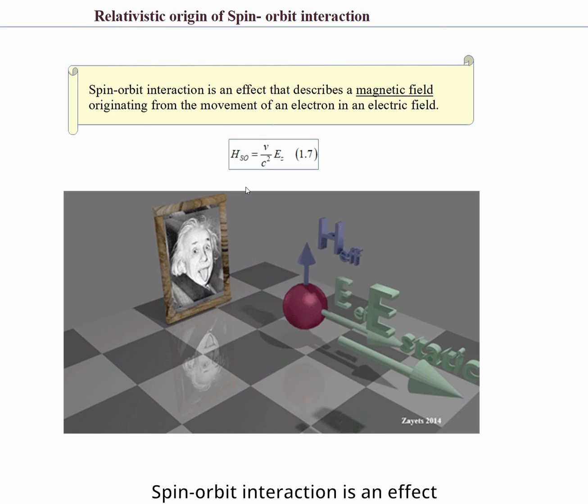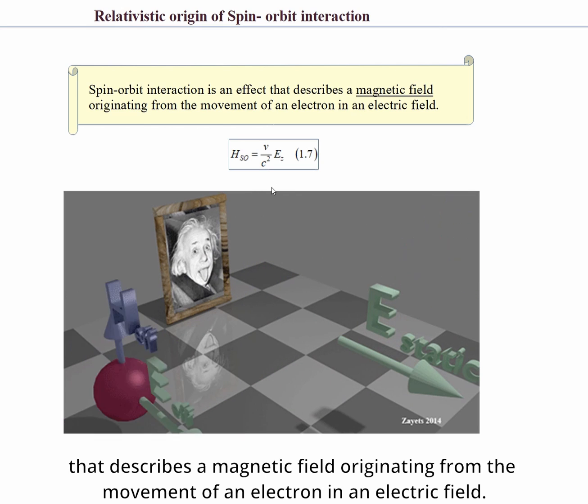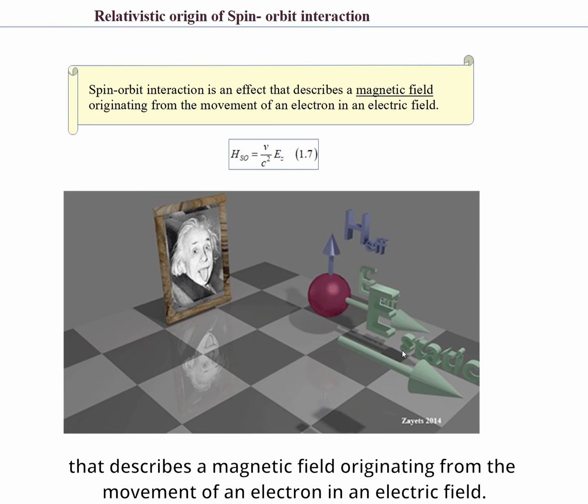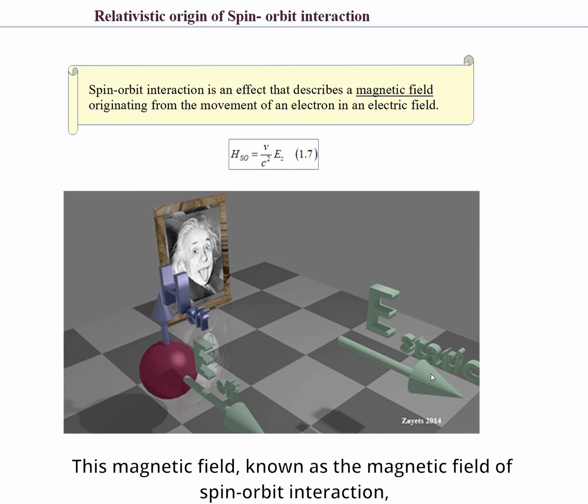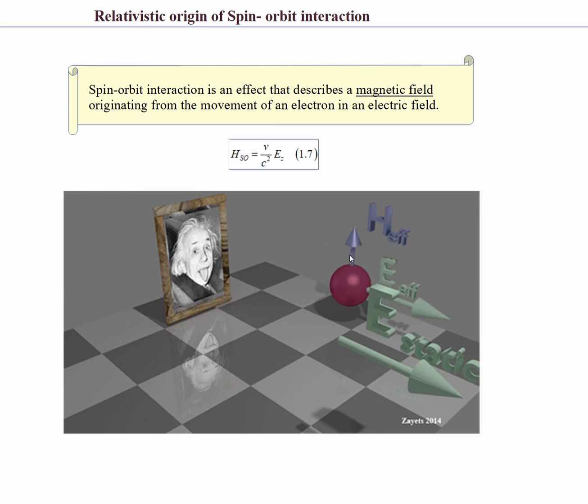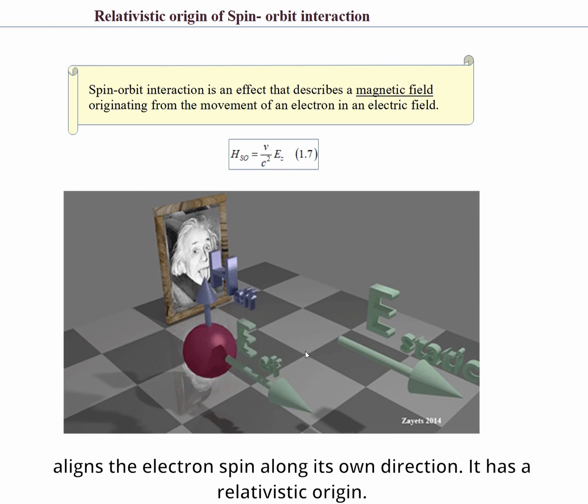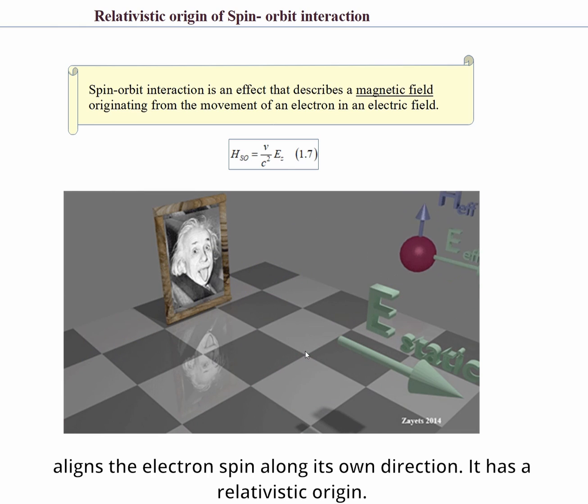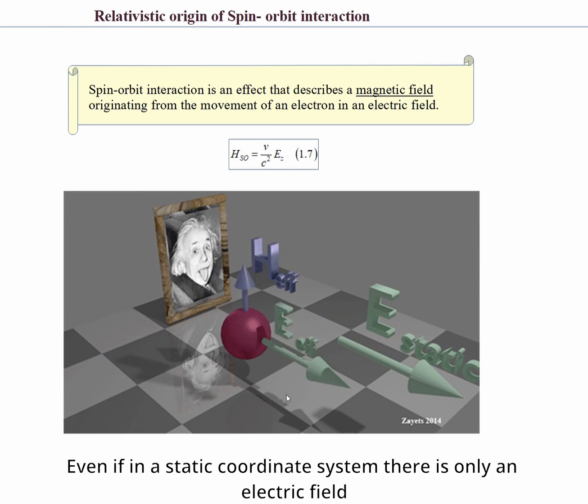Spin-orbit interaction is an effect that describes a magnetic field originating from the movement of an electron in an electrical field. This magnetic field, known as the magnetic field of spin-orbit interaction, shown here, aligns the electron's spin along its own direction. It has a relativistic origin.